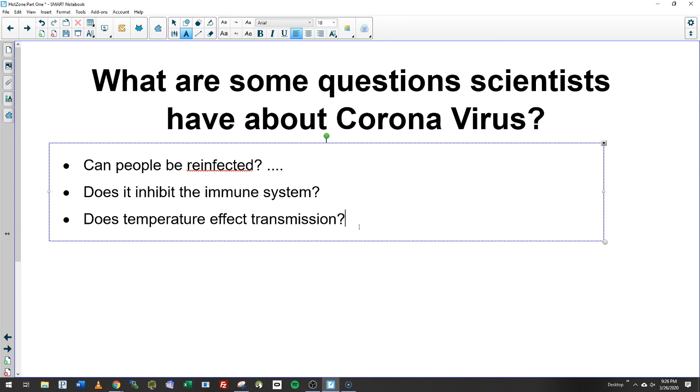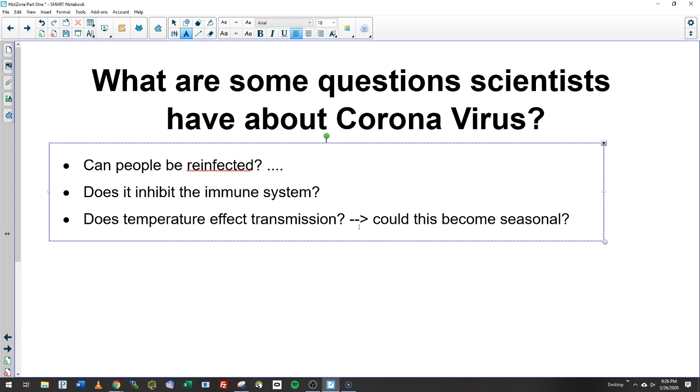Excellent. Does temperature affect transmission? So, could this become seasonal? Could it become a seasonal problem? Could this be something that we see a downswing in summertime, but a reemergence in the fall, just like flu?